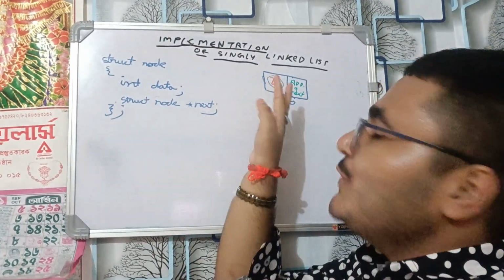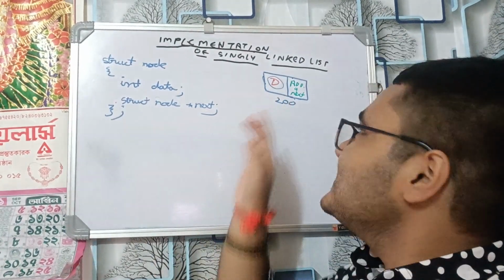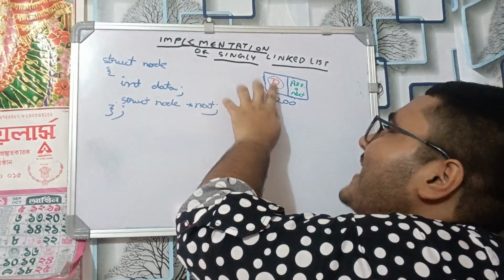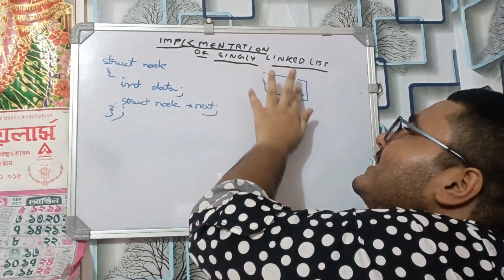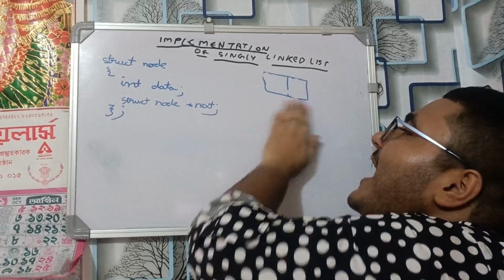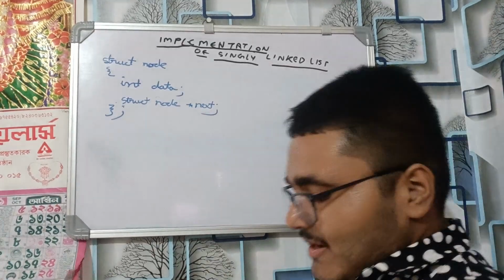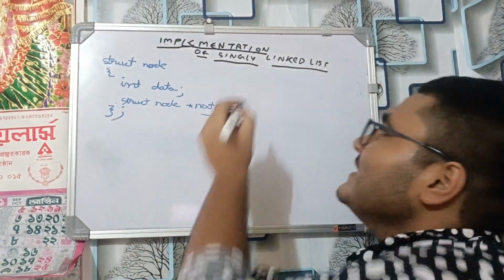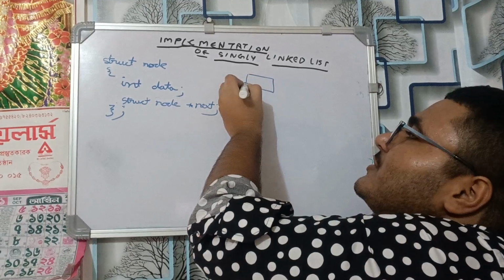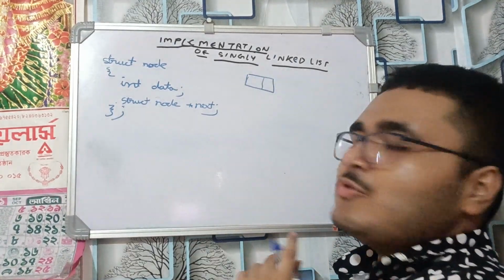So this node will have two parts. One is the data part and another is the address part. I am just erasing these inside questions for a while because I need to implement it, right. Now I need to implement it. Now say this is the template of the node so created.